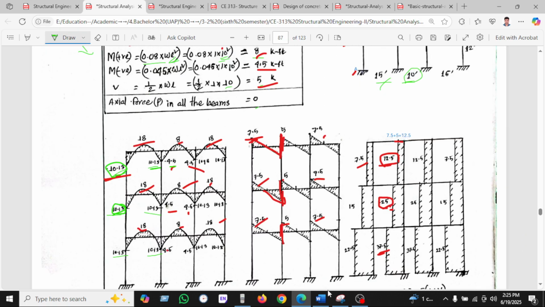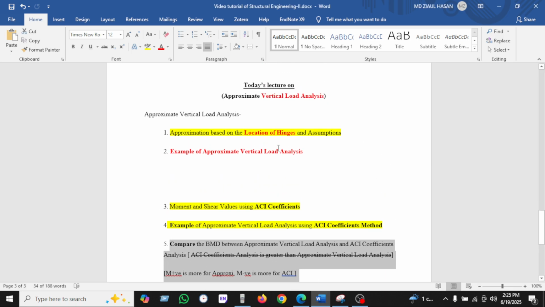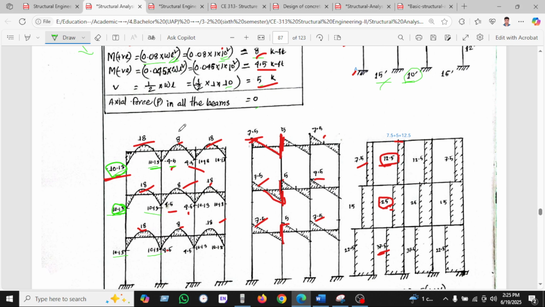So the lecture is in depth. If you have any questions, let me know and I will try to answer. Before going on, I'm showing the example again, because the focus of this lecture is approximate vertical load analysis. Let's see again.